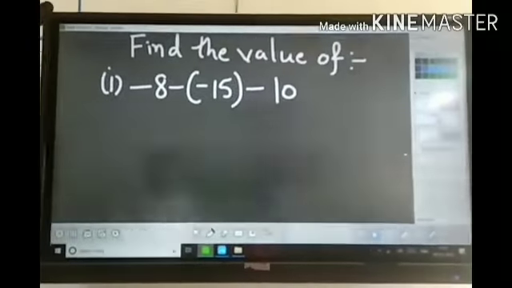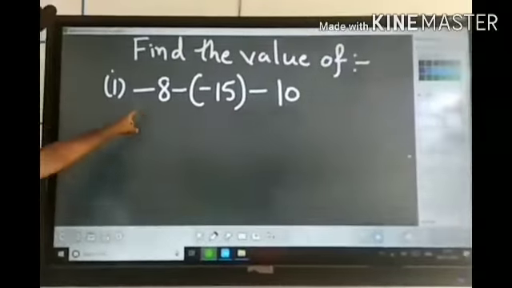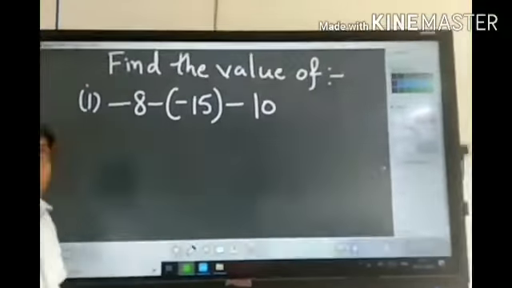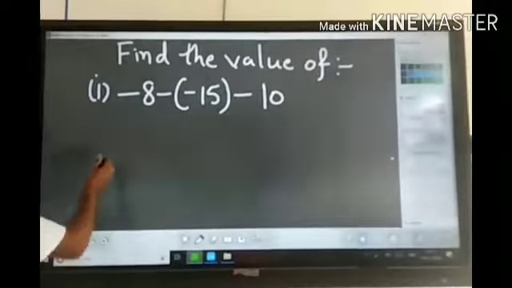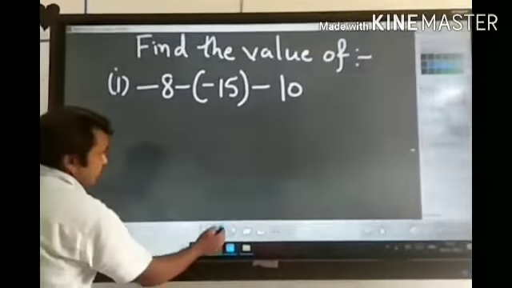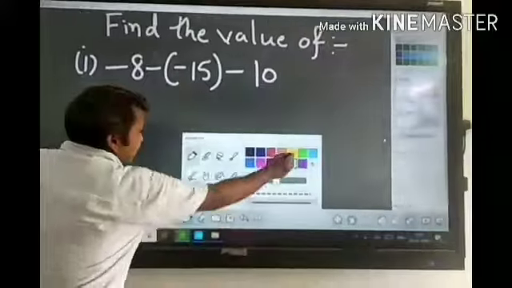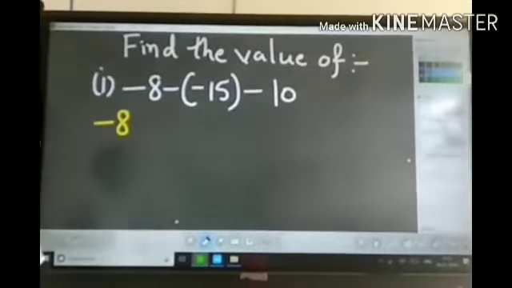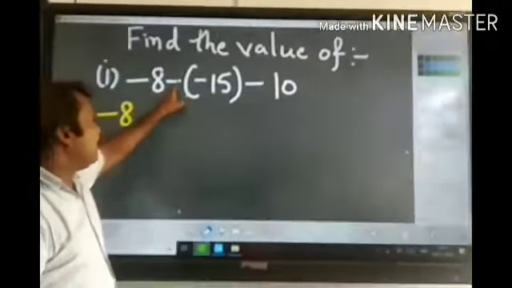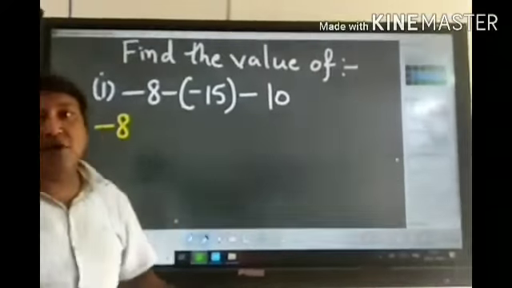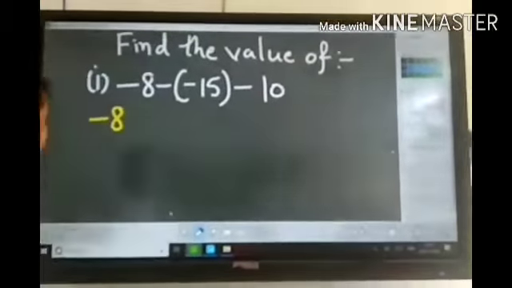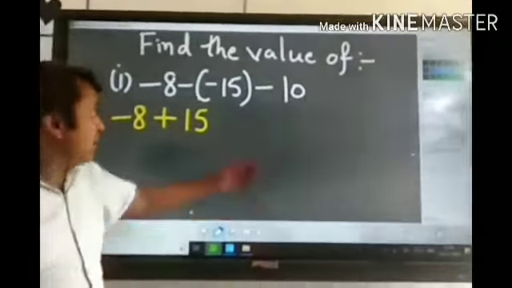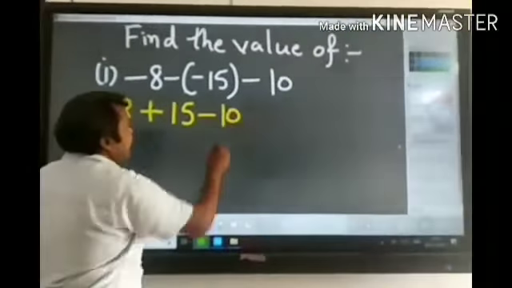So let us start. The first question here: minus 8 minus bracket minus 15 bracket close minus 10. How will we solve this question? Firstly, I will write minus 8. Also we know that the meaning of a bracket is multiplication, and when we multiply a negative symbol with a negative symbol, the answer is plus. So I will write plus and skip the bracket, 15. After that, minus 10 is there, so I write minus 10.